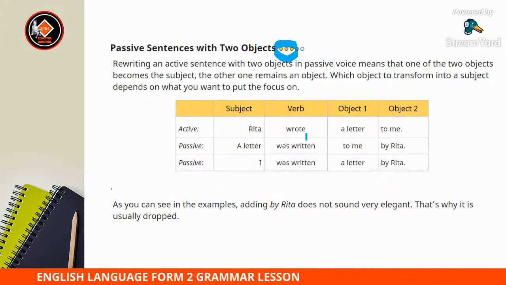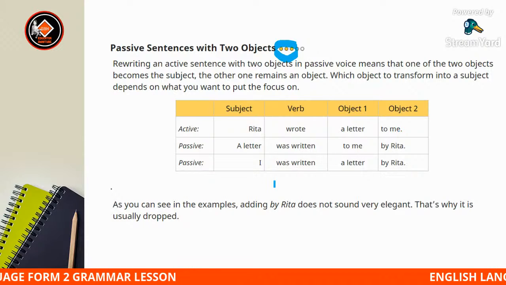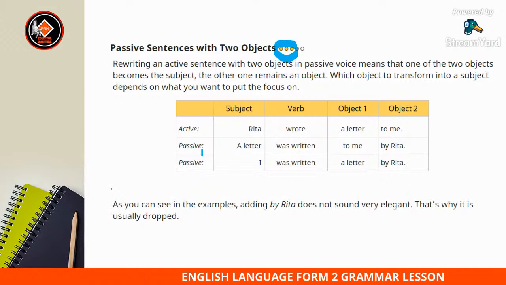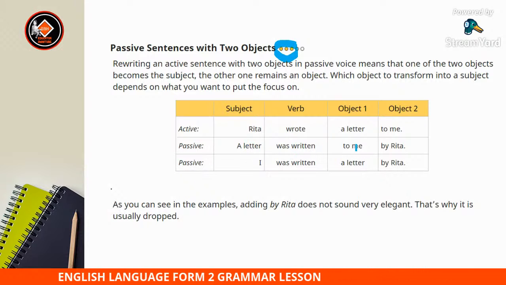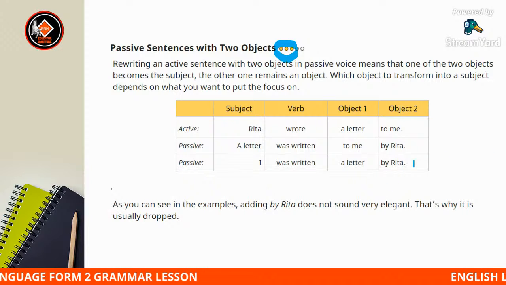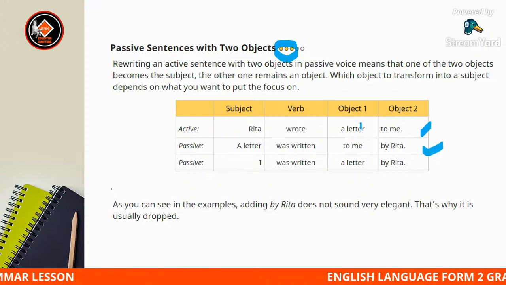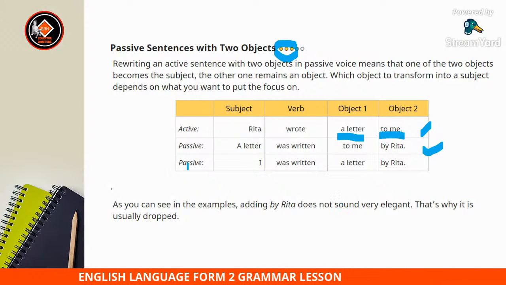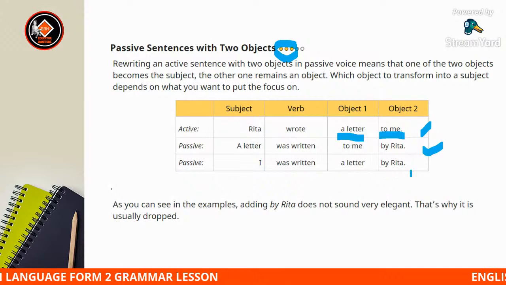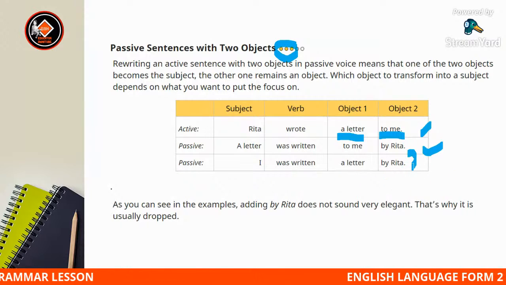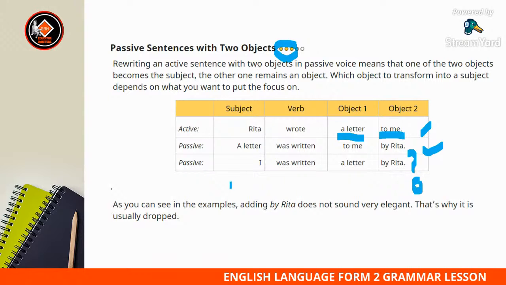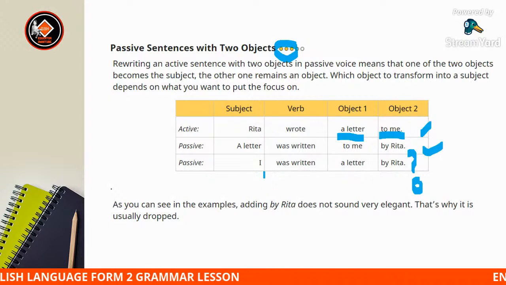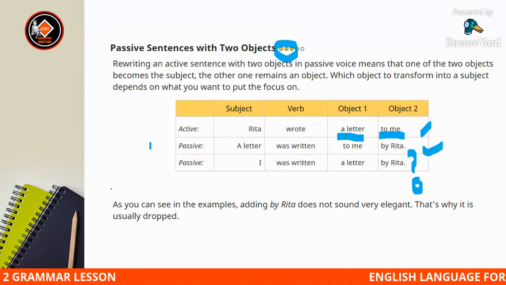Example, Rita wrote a letter to me. Correct, right? Number 2, passive. A letter was written to me by Rita. Correct. So object 1 is a letter. Object 2 is to me. Passive: I was written a letter by Rita. Okay, this is a sentence you rarely use. Teacher, why like this? I was written a letter by Rita. Yes, but it is rarely used.